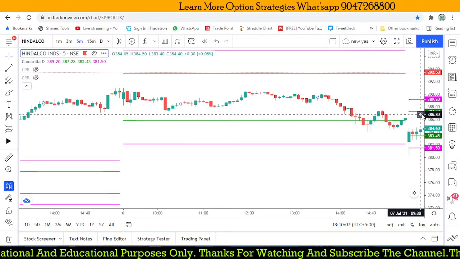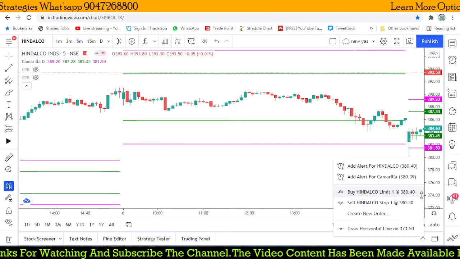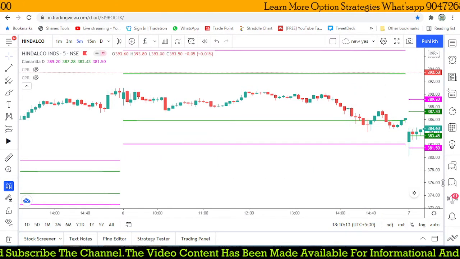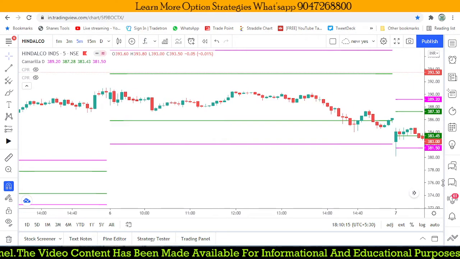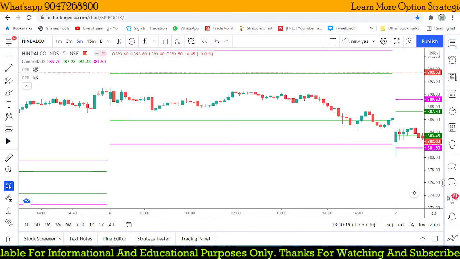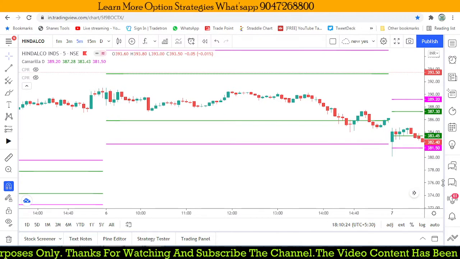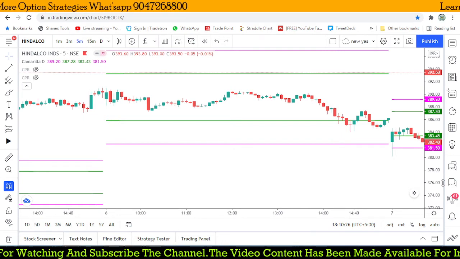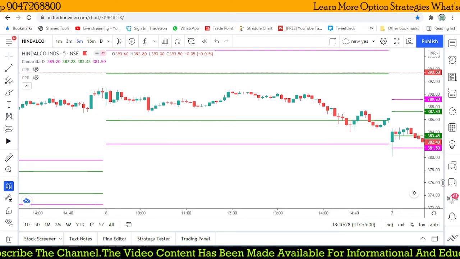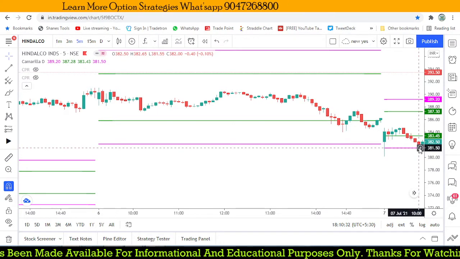We are expecting a sell around 387.3. What happened to this trade? We didn't get a chance at 383 and the market reversed. Again it was trading on the S3 level, and after that it slightly went down, and we are expecting the breakdown around 381.5. So here we got a breakout around 381.5.